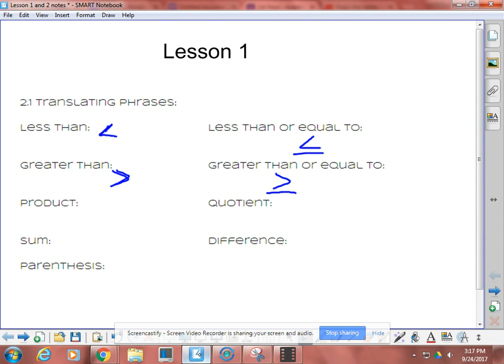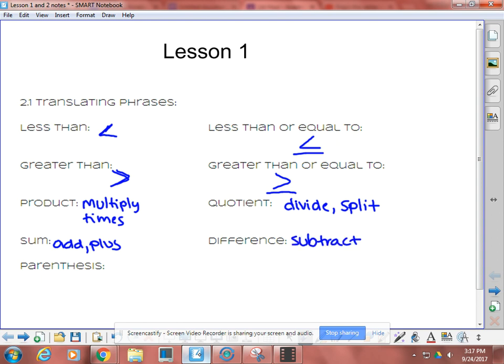When you are doing product and quotient of something, some of the words that go with product are multiply, times. Sum would be to add, or plus, or words like that. Quotient would be to divide, maybe to split, and the difference is to subtract, or words that are like subtract. And if we want parentheses of something, you might say the quantity.